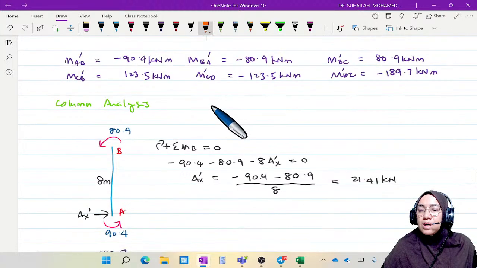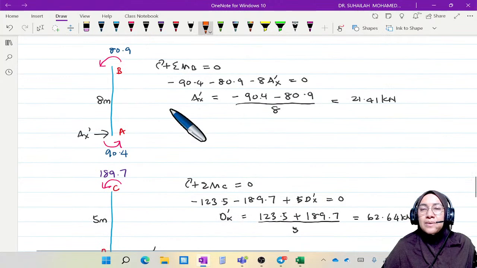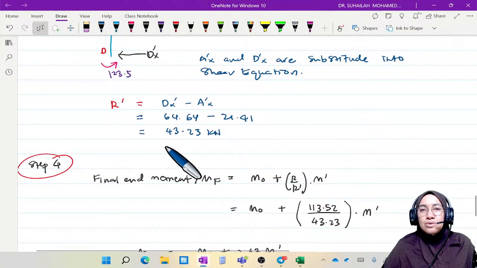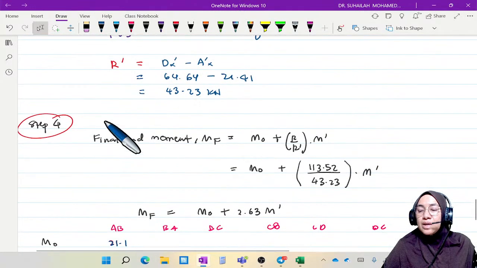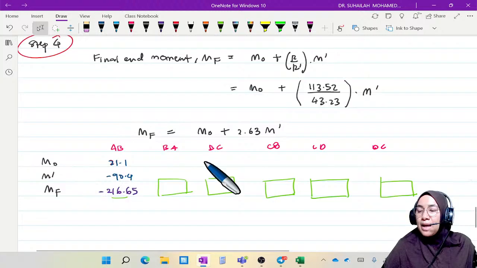To calculate the R prime value, we have to have the shear equation. Under the shear equation, we calculate the AX and DX using column analysis, and substitute the values, so we get R prime. Lastly, we find the equation, in this case M final is equal to M naught plus 2.63 M prime. So we just need to determine the final moment, whether in the table or writing one by one, it doesn't matter.